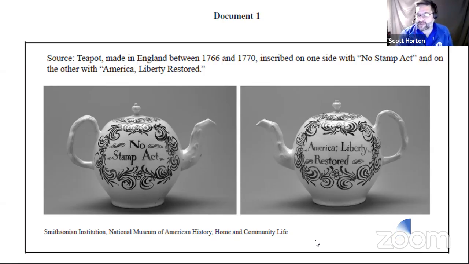I remember a lot of students struggle with this. It seems simple at first, but there's actually a little bit more going on here. Obviously the references to the Stamp Act, it's early on here. The teapot is made, it says between 1766 and 1770. But notice it's made in England. It's not made in the colonies. So this might be a document that leads us to talk a little bit about people in England being more sympathetic to the colonists than maybe we initially thought.